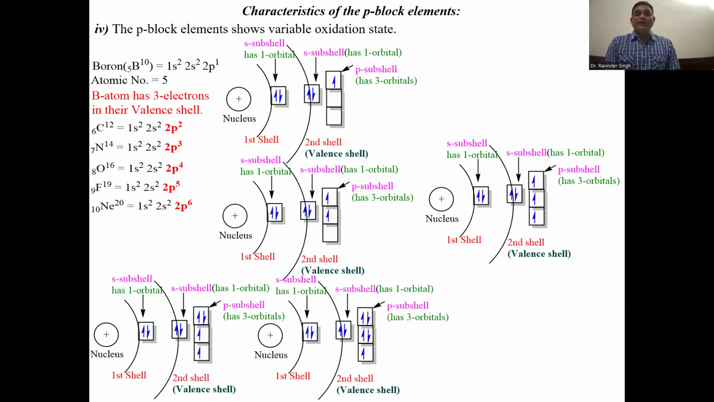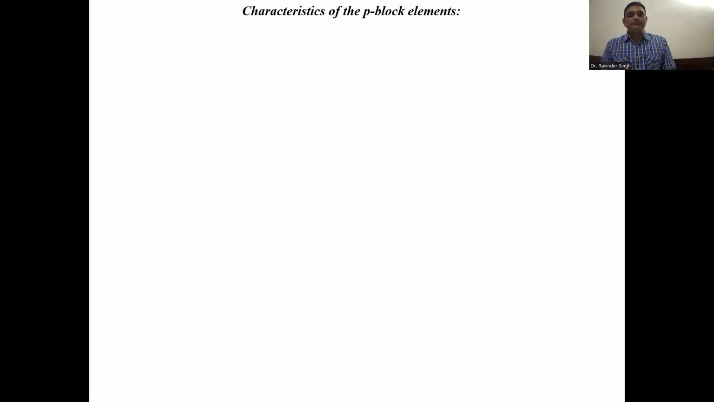So they have the tendency to show variable oxidation states in their different types of compounds. When you see compounds related to boron or carbon, you can calculate the oxidation state. So they can show different oxidation states. Different oxidation states shown means variable oxidation state, due to the presence of different numbers of electrons in their valence shell. So they have the tendency to show variable oxidation state.